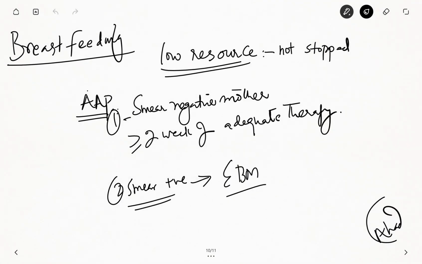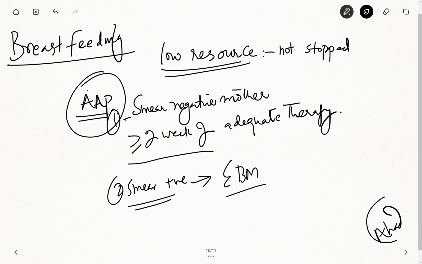One word on breastfeeding: in low-resource, low-income settings, breastfeeding is not recommended to be stopped. It should continue because the hazards of formula feeding and alternatives to breast milk are far greater than the chance of transmitting the disease to a newborn through breastfeeding. The American Academy of Pediatrics, however, recommends that if the mother is negative, or if she has had 2 or more weeks of adequate therapy, breastfeeding should be continued. Otherwise, expressed milk in a smear-positive mother or formula feed is recommended.